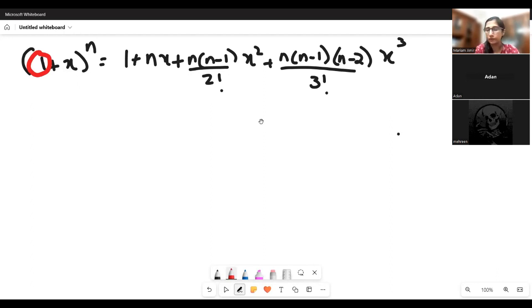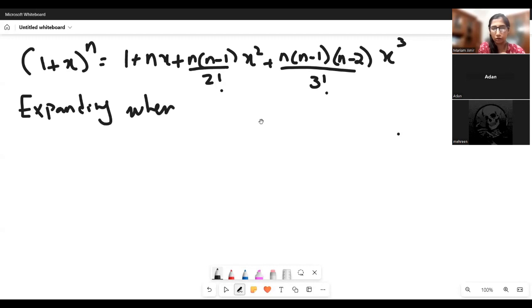So what happens if we get questions where the first term is not 1? We're going to talk about that now. Expanding when first term is not 1.